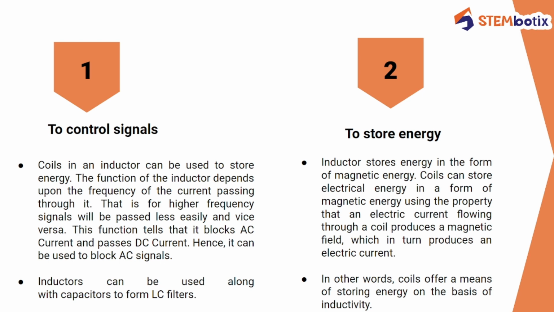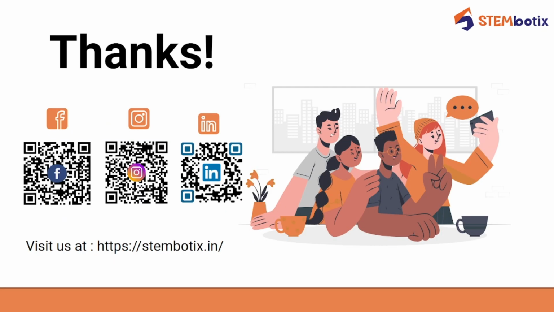To store energy, an inductor stores energy in the form of magnetic energy. Coils can store electrical energy in the form of magnetic energy using the property that an electric current flowing through a coil produces a magnetic field, which in turn produces electric current. In other words, coils offer a means of storing energy on the basis of inductivity. So this was all about the basics of capacitors and inductors.